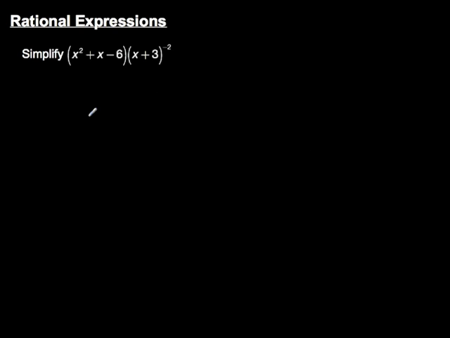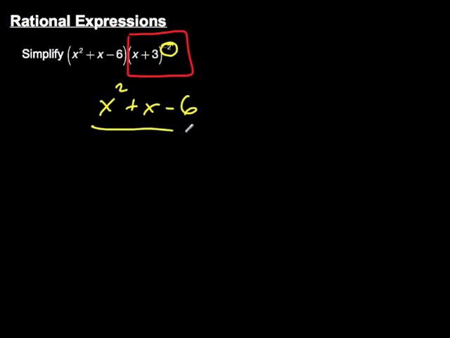Now here, yes, this doesn't look like a fraction. However, since this is a negative 2, this entire expression here really should be in the denominator. So we rewrite the fraction first. X squared plus x minus 6 for the numerator. In the denominator we get x plus 3 squared. Now x plus 3 squared is the same thing as x plus 3 times x plus 3.